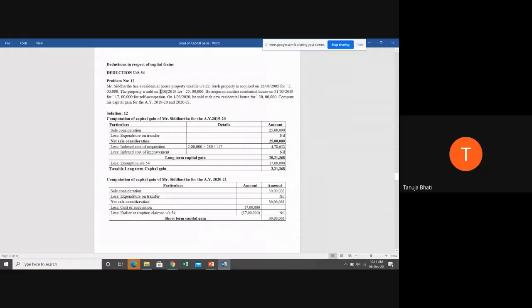Now see, he sold on 1/3/2019 and is purchasing on 31/3/2019. So it is well before 2 years from the date of sale. So he's going to get an exemption for the amount he's investing. So the exemption amount is 17 lakhs. So he's getting a deduction under section 54.